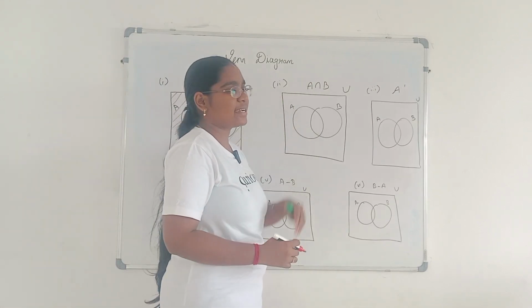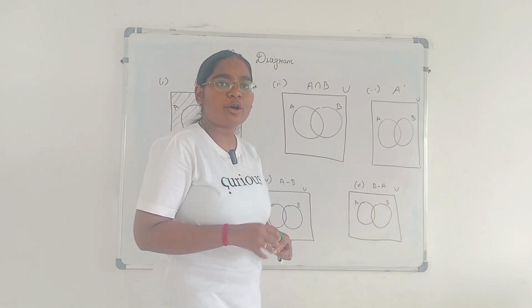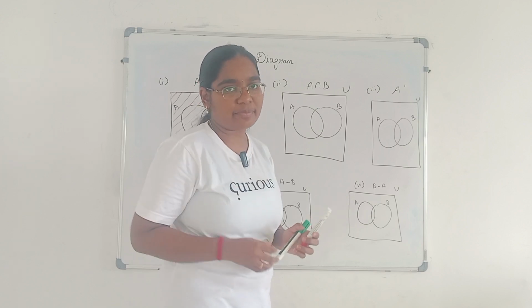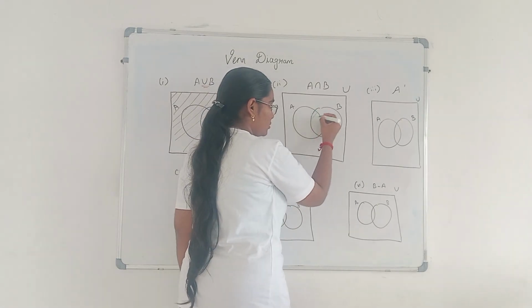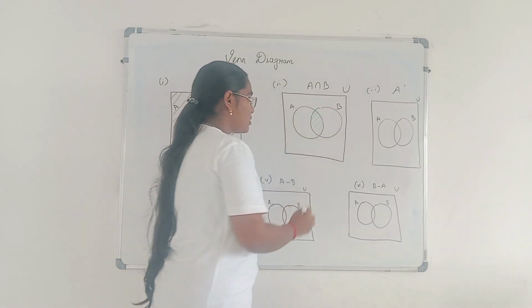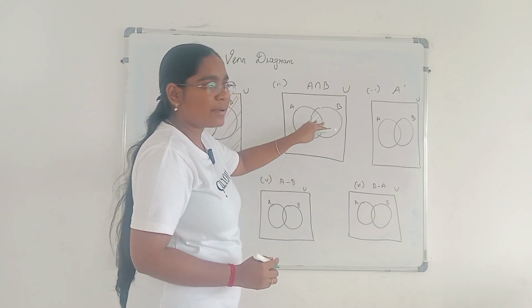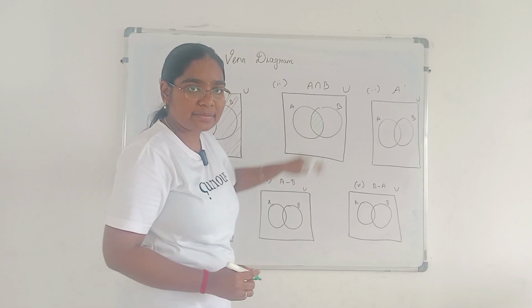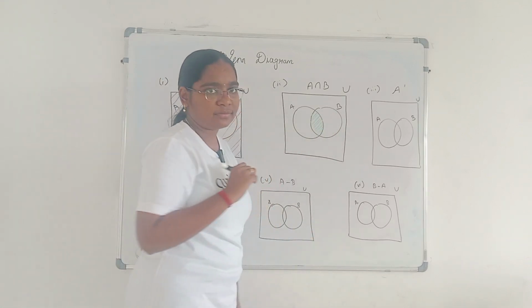Next, A intersection B. In A intersection B, what will you do? You will write only the elements which are common to both A and B. So, this overlapping part of A and B represents the common elements of A and B. So, this is the intersection part. So, you have to shade only this part.